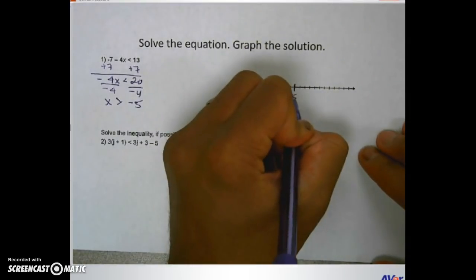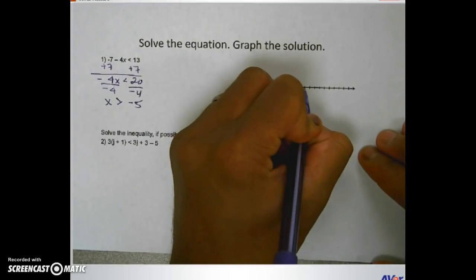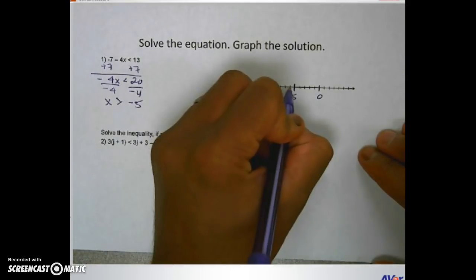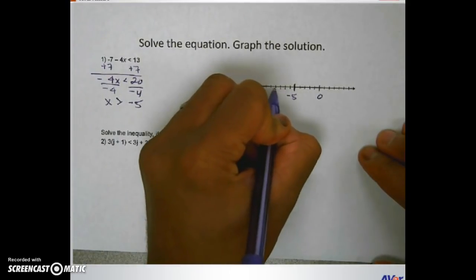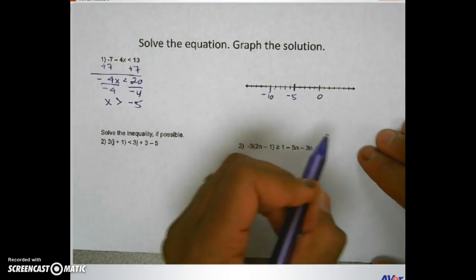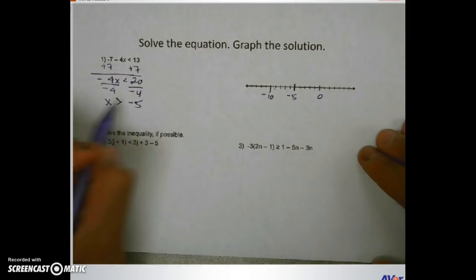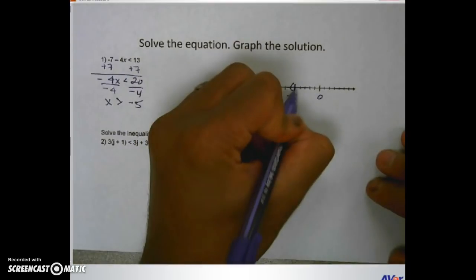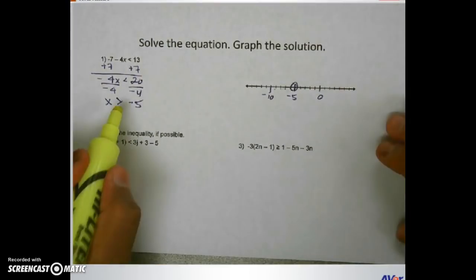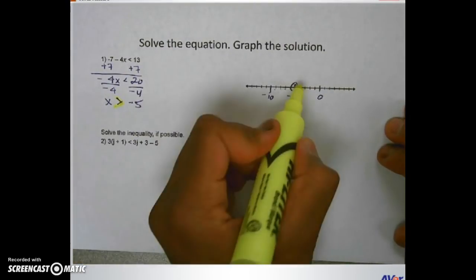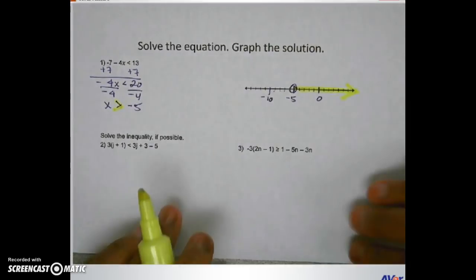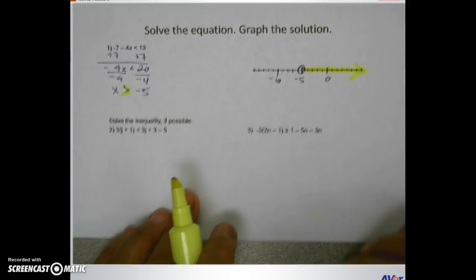And then if this is negative 5, I would go negative 4, negative 3, negative 2, negative 1, this would be 0, and on the other side negative 6, negative 7, and so on. Give me just a couple, one on the left, one on the right, and then we're good. Because this is strictly greater than, I'm going to have an open circle at negative 5, and my variable is on the left. Because I want the values that are greater than, I'm going to shade everything to the right. There you go. All right, let's continue.